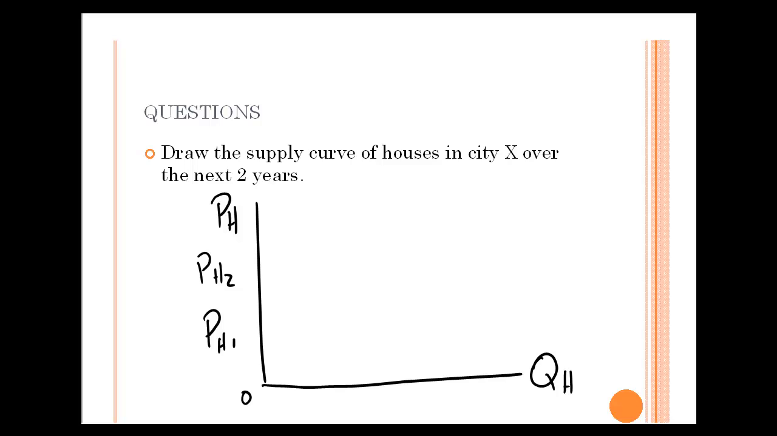Well, yes, we can definitely produce more houses in a period of 2 years. It doesn't take that long to produce houses, but certainly 2 years gives us enough time. So our supply curve of houses would look like that if we're looking at a period of time of 2 years.